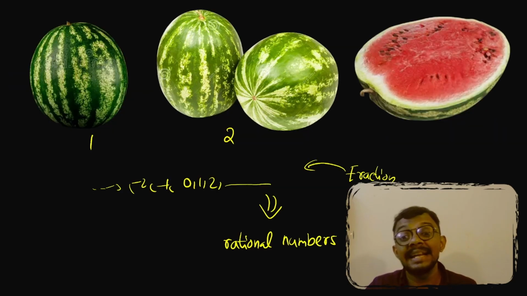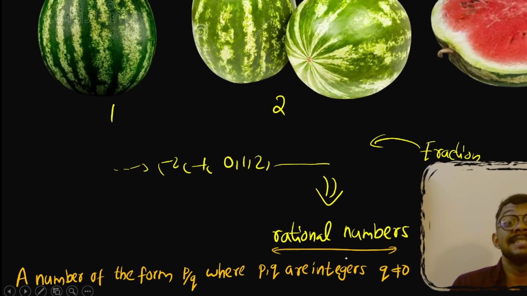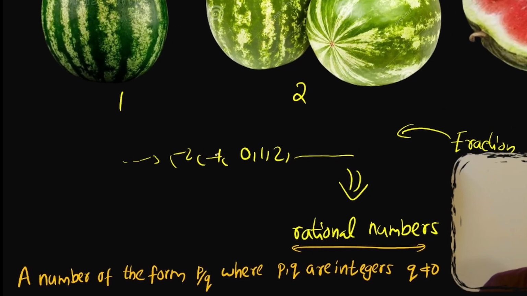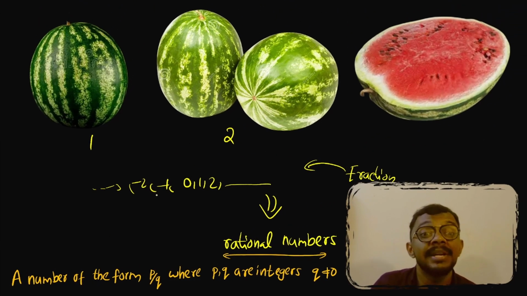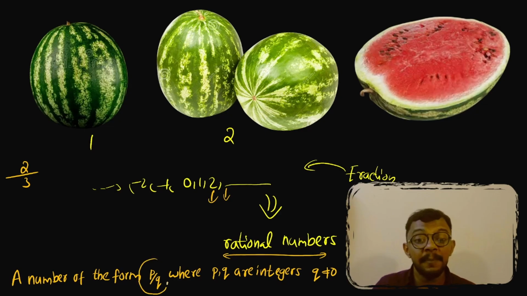Rational numbers are any numbers of the form p by q, where p and q are integers and q is not equal to 0. Once again, what is a rational number? A number of the form p by q, where p and q are integers, q not equal to 0. We already know what integers are. I'm considering two integers, maybe 2 and 3. Now 2 by 3 is a rational number. Always understand: integer by integer. If p and q are integers, then numbers of the kind p by q are called rational numbers.